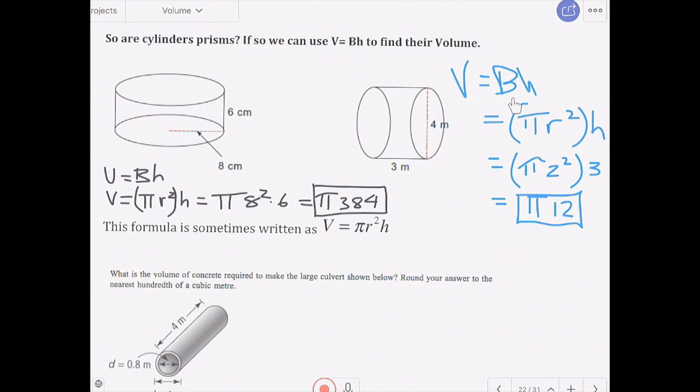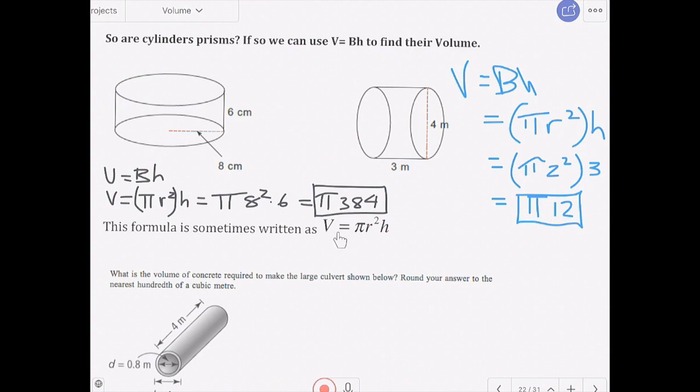The second example is practically identical to the first, except I had to notice that they gave me the diameter. So in big B times H, when I replace big B with pi r squared, the radius would have to be not 4, but 2 from the center of that circle to the circle itself. So we get pi times 2 squared times 3, which is the height. So 4 times 3 is 12, so 12 pi, or pi 12 is the answer there.